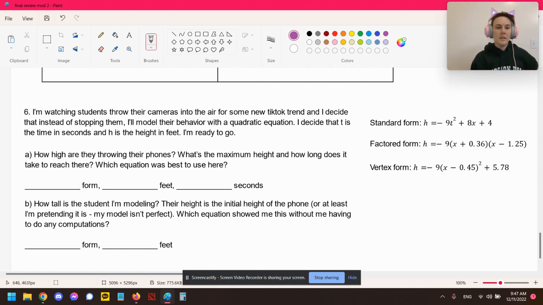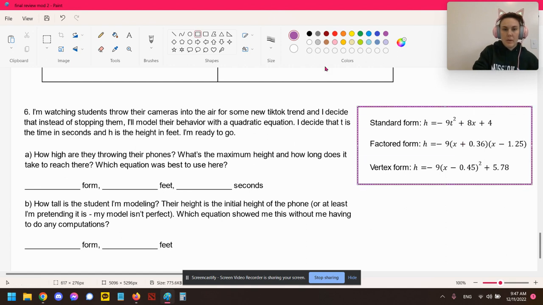So, our scenario is I'm watching students throw their cameras into the air for some new TikTok trend, and I decide that instead of stopping them, I'll model their behavior with a quadratic equation. That sounds like me. I decide that t is time in seconds and h is height in feet, and we're ready to go.